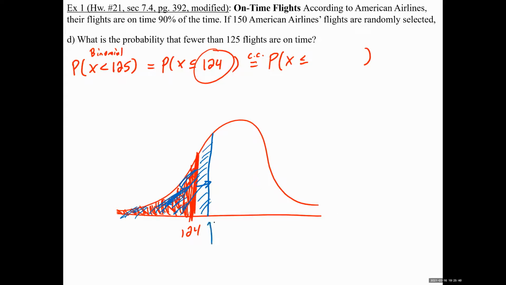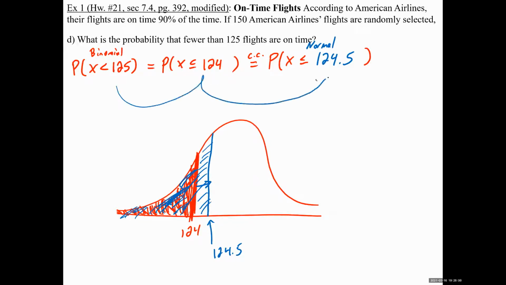That means the number is getting bigger because we moved it to the right. What number is it going to be? 124.5. 124.5, that's right. It goes up by 0.5. After you're done with the continuity correction, I'm going to write the word normal above the parentheses, and now we can do the z transformation. So it's all about what number do we eventually use? Even though the problem says 125, we're going to use 124.5.